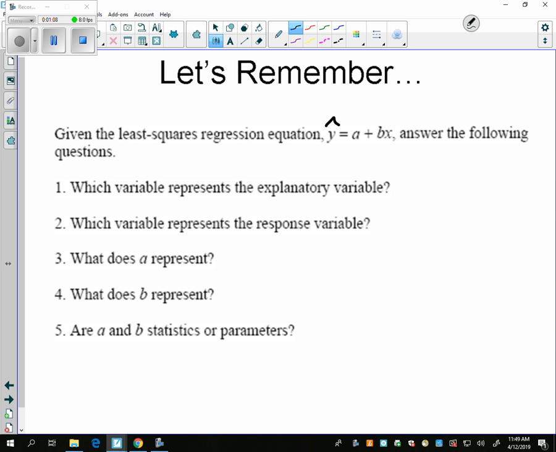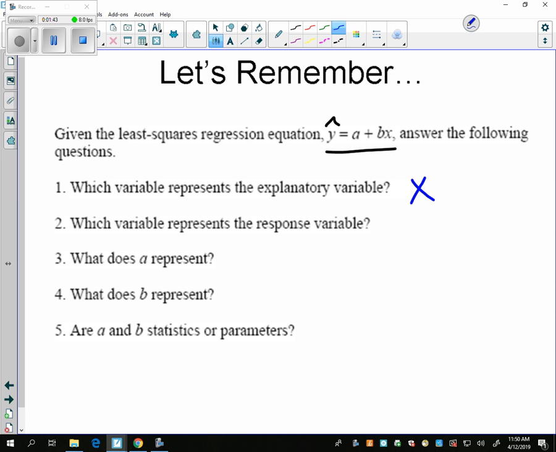Okay, so which variable represents the explanatory variable? Which one, guys? Where's Q? Wait, guys, we're right here. Y hat equals A plus BX. It's a line. No, the explanatory variable. X.